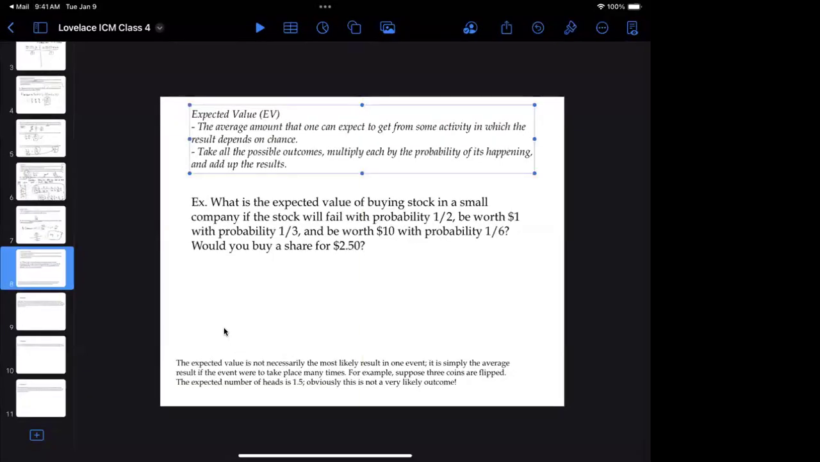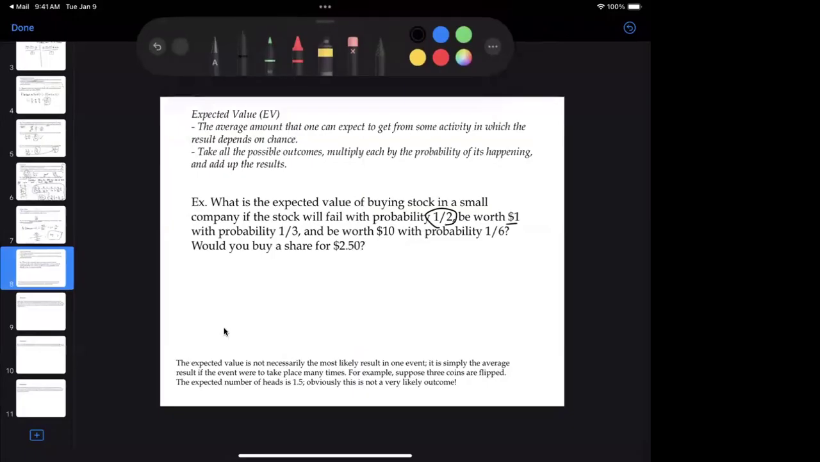As an example, what is the expected value of buying stock in a small company if the stock fails with probability 1/2, which means it's worth $0, right? And it has probability 1/3 to be worth $1 and probability 1/6 to be worth $10. So how do we calculate this? As the definition states, we multiply every event's value by the probability of that event.